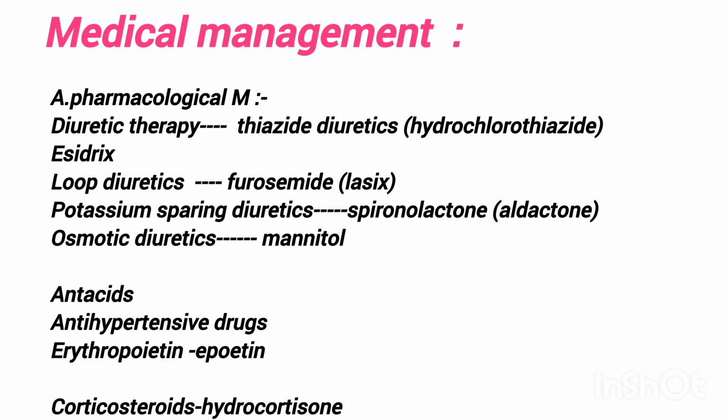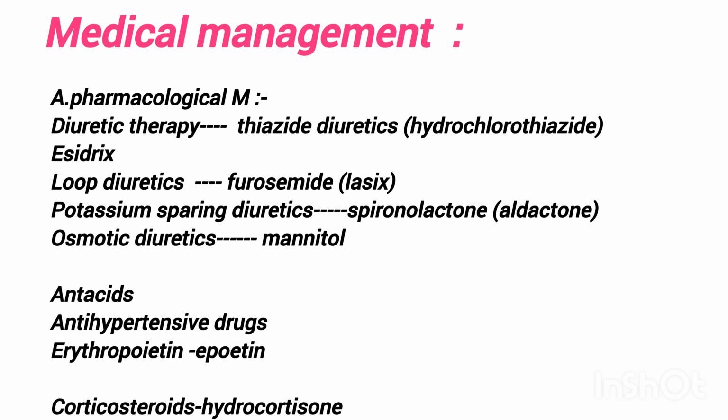The drug of choice is diuretics, that is diuretic therapy. In this, the examples are thiazide diuretics, the pharmacological name is hydrochlorothiazide, example Acidrix. Another one is loop diuretics, the pharmacological name is furosemide, example Lasix.